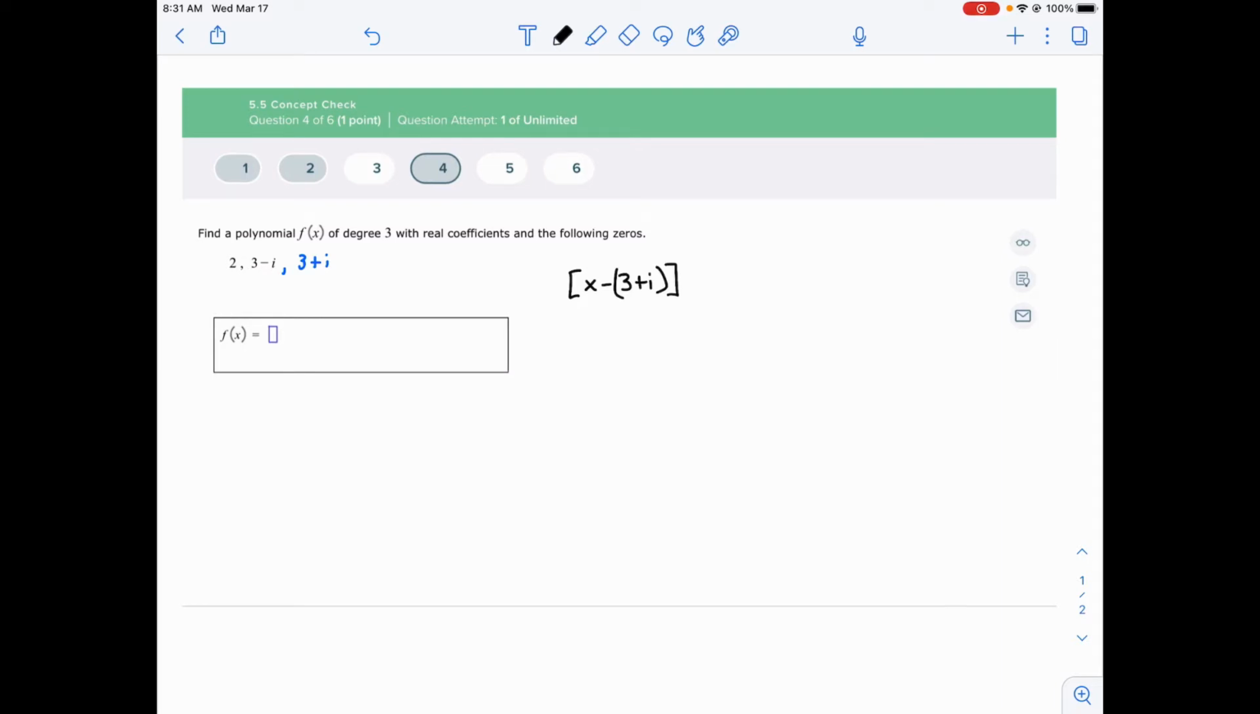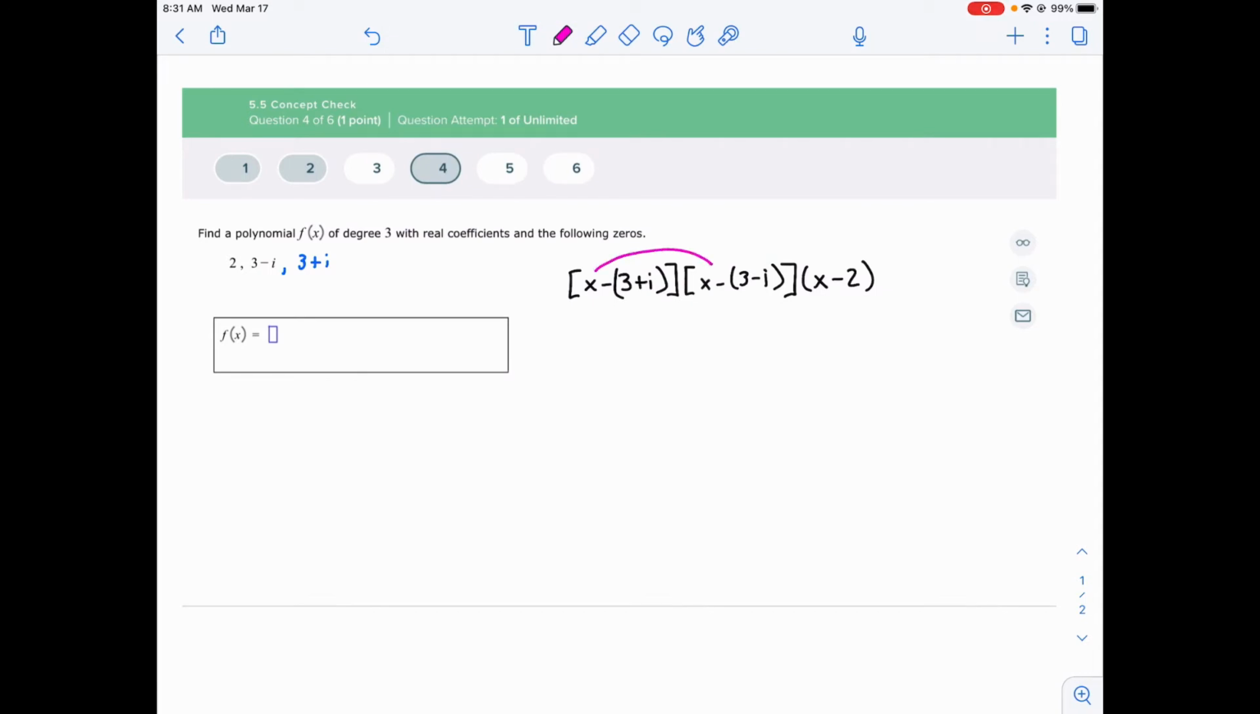And I'm using brackets here. It's kind of like double parentheses because this is a big value or a lot to keep together in this place. So I'm just going to use brackets to help make it look nicer. And I've got x minus 3 minus i. So I can put this back into factored form. And then I've got x minus 2. So what I want to do first is FOIL out this first part involving the conjugates.